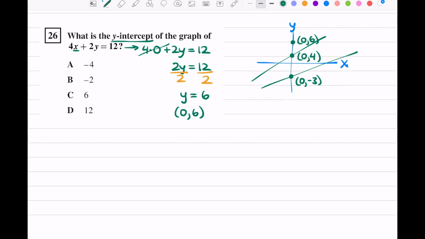And for this question, it doesn't matter what the slope of the line is. All we needed to find out is where it crosses the y-axis. Again, we could have written our equation as y equals mx plus b. So let's go ahead and do that.